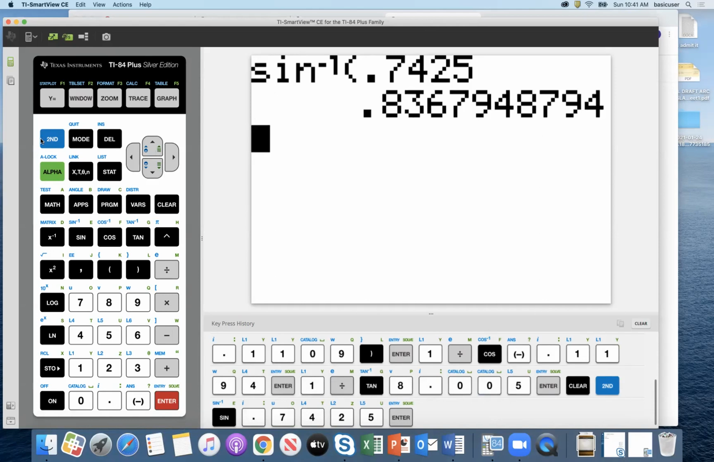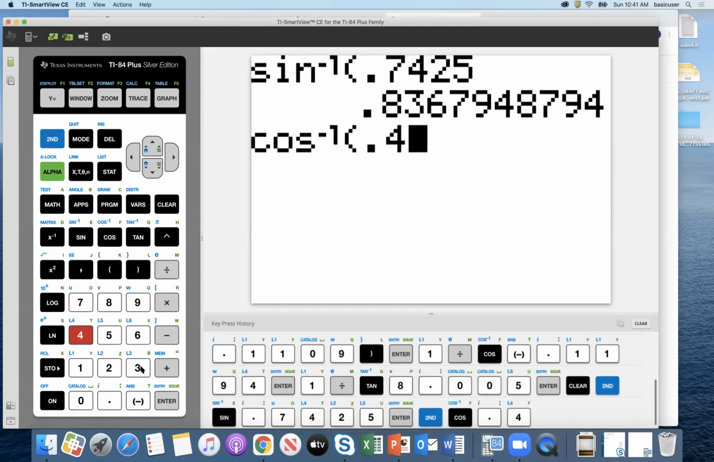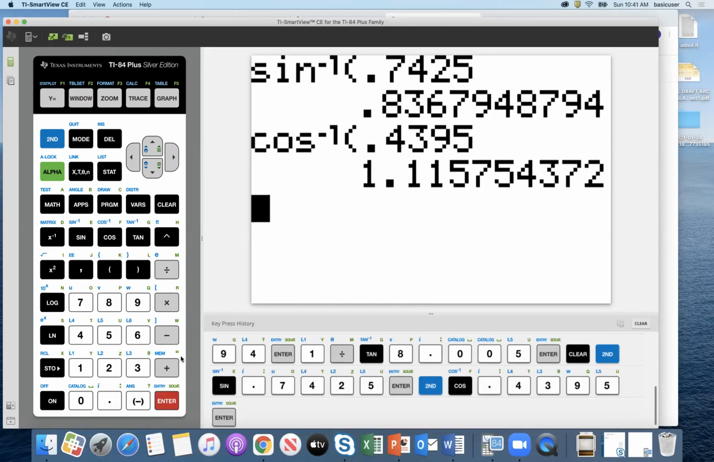So the other one, cosine inverse of the same thing, some angle, some ratio, and you're going to get the angle. Cosine inverse 0.4395. That's example 17 in the handout. And then there it is. Okay, so just carry it out to the correct number of decimal places, and you're good to go.